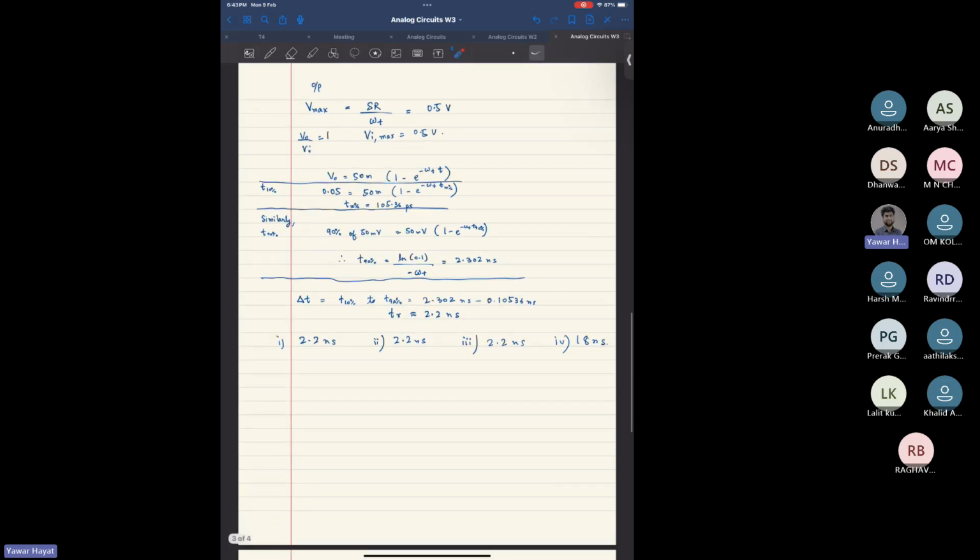And once I have that, I'll need to compute the difference, delta T, which would be T 90% minus T 10%. That would be 2.302 nanosecond minus 0.10536 nanosecond, right? Because I converted this pico to nano, a factor of 10 to the power 3. Rise time comes out as 2.2 nanoseconds, right?